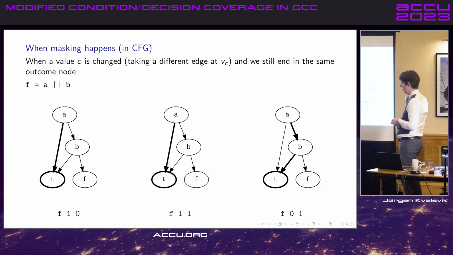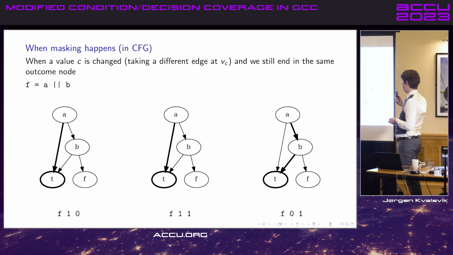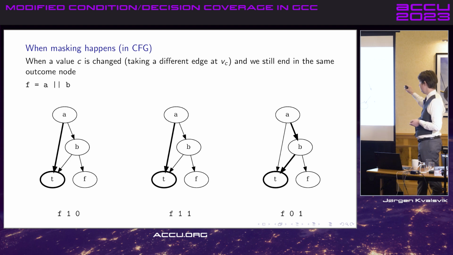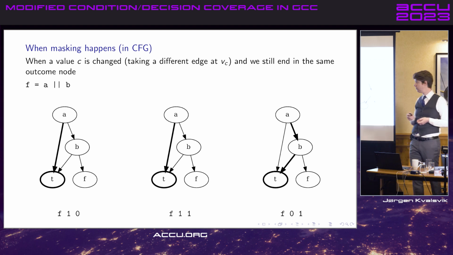And if A is true, you just go straight to true. If A is true and B is true, you go straight to true. But if A is false and B is true, you also end up in true. So in this case, it didn't matter that A was false because you still ended up in true. It's being masked by the B being true. So this is the same thing that we just intuitively think of, but represented in CFGs.